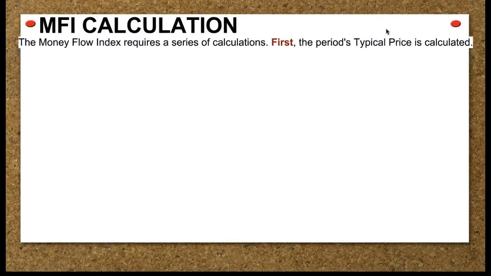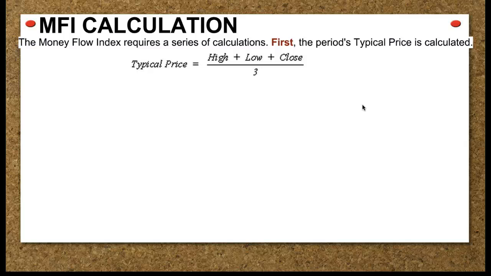Let's go ahead now and calculate our money flow index. In order to calculate it, we need to go through a series of calculations. So this is a very important place where you should definitely take out your notes and write this down. We're going to go through this in 4 steps. The first step is to determine the period's typical price. The typical price is really just an average. It's an average of the day's high, the day's low, and the day's close. So we take the high, the low, and the close, divide by 3, and that gives us our typical price.